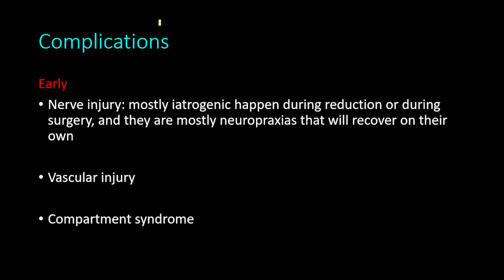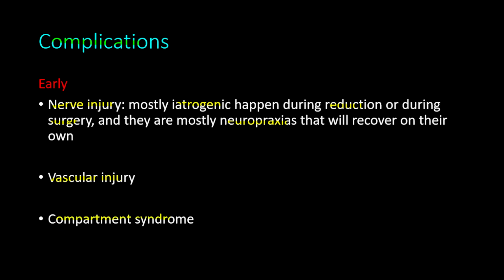Finally, let's talk about the complications of Monteggia fracture dislocations. So we have early and late complications. Early complications include nerve injury, and those are mostly iatrogenic that happen during reduction or during surgery, and they are mostly neuropraxias that will recover on their own during a 2-month period of time. We also have vascular injuries, and those include injuries to the brachial artery, to the radial artery, and to the ulnar artery. And we also have compartment syndrome.